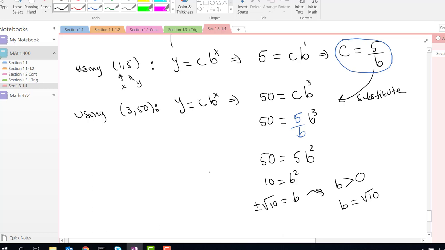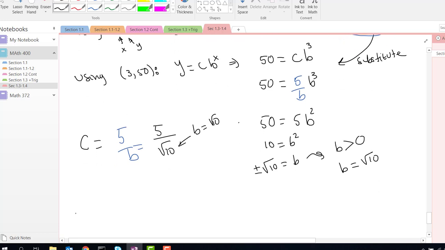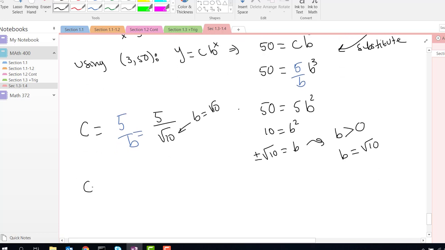Back to this blue circle part over here, I can say c is equal to, we said c was equal to 5 over b, therefore, and we already have the value of b, so c is going to be 5 over the square root of 10, right, since b is the square root of 10 from our work that we just did, and we can solve.